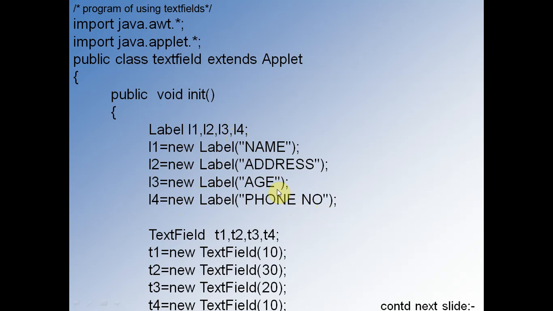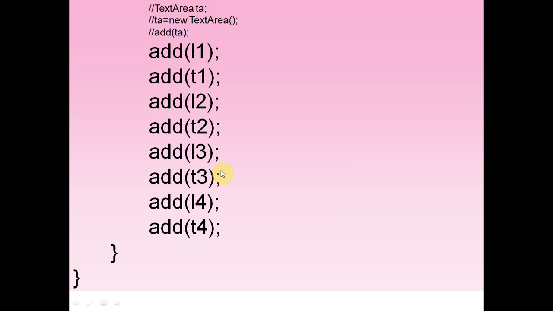Suppose we are designing an admission form, where we are collecting all the data: name, address, age and phone number of each student. So we have 4 labels, and we'll add all 4 labels. You can see here: add L1, add L2, add L3, add L4.